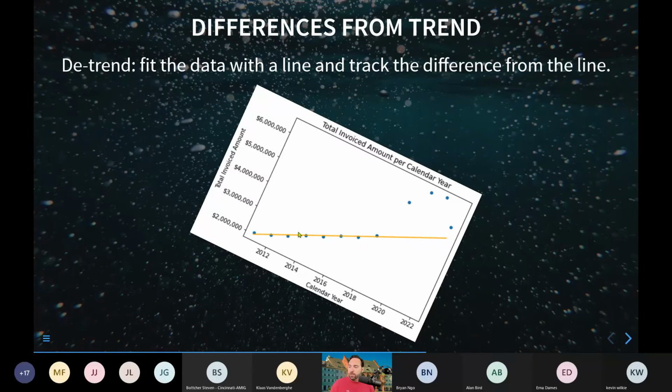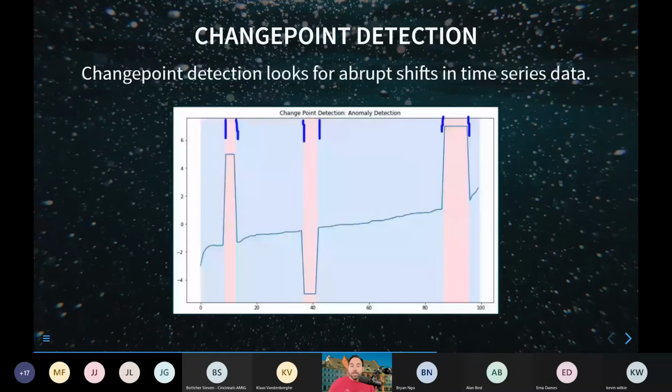Obviously here, these points are very close to the line. And then we start getting increases, and this one comes back a little high, but it's closer. So that's difference analysis. That's detrending.